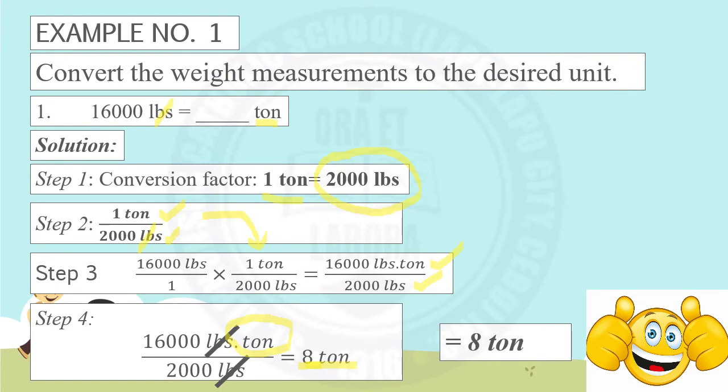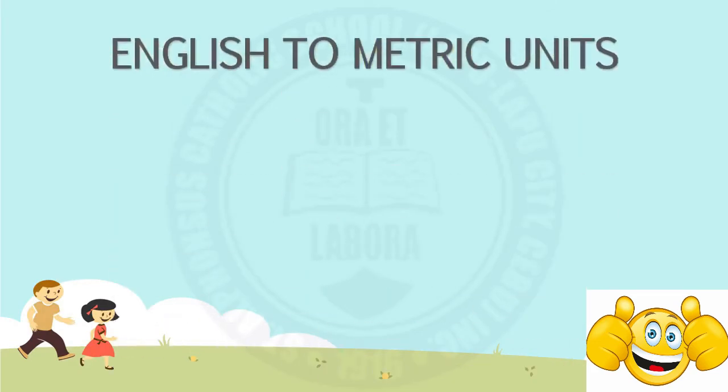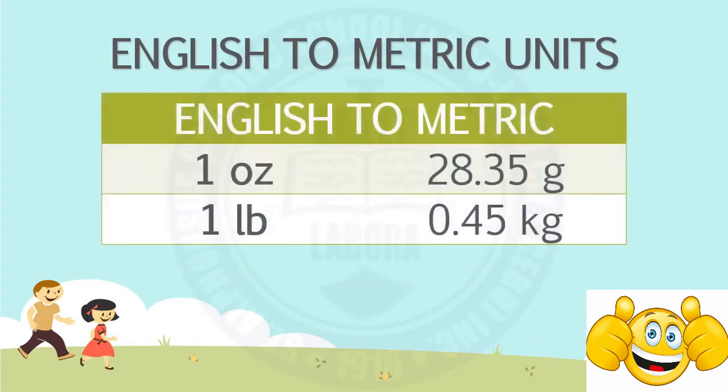Do you get it? Yes. Let's go on to English to metric units. English to metric. 1 ounce is equal to 28.35 grams. 1 pound is equal to 0.45 kilograms.